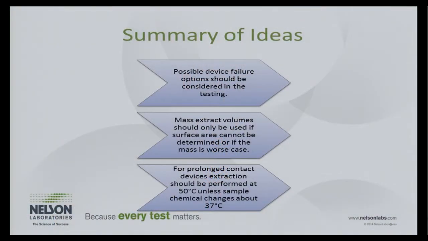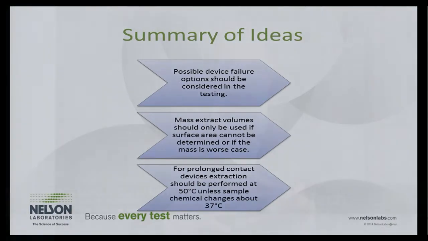This is another one for prolonged contact devices, for devices with longer than 24-hour contact with the body. They want to extract at 50 degrees C instead of 37. And that's because we can only extract for 72 hours at 37 degrees. So if you have a long-term contact with the body, the FDA wants to see what happens over a long period of time. So they want you to elevate the extraction fluid temperature to 50 degrees C. I actually recommend doing 50 degrees C for anything.